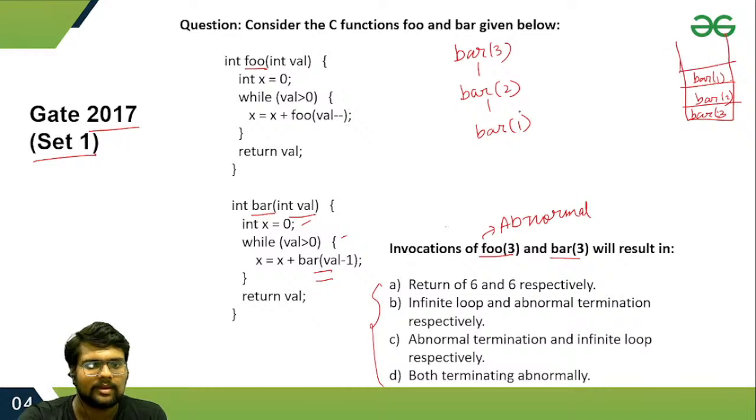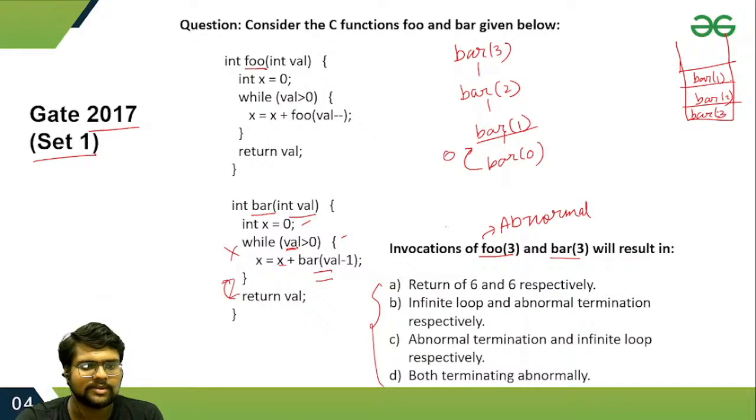Now when bar of 0 will be called, the value 0 is not greater than 0, so the while condition will not be satisfied and 0 will be returned. So here 0 will be returned to this. So bar of 1's value is 0, so 0 will be added to this x. But again, this while loop will run, since this is a local variable, so it does not get updated. So val is again 1 only.